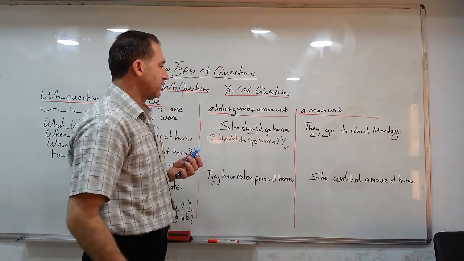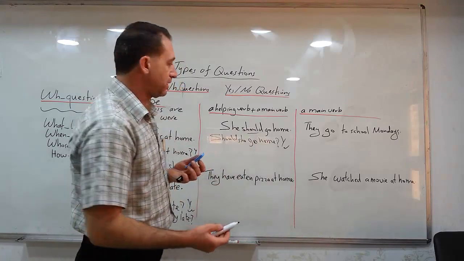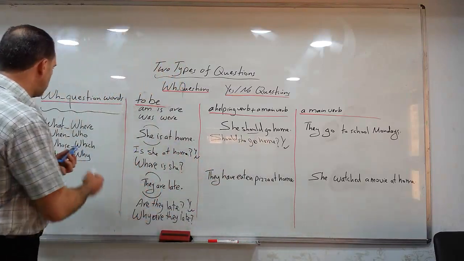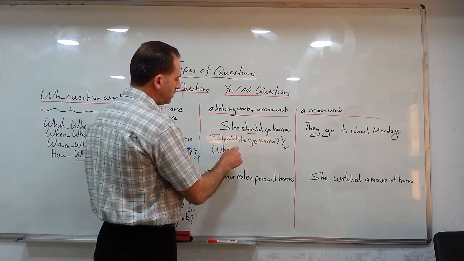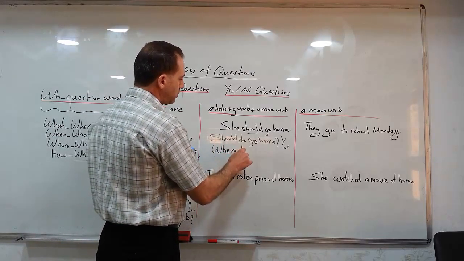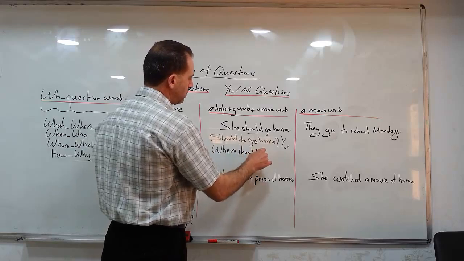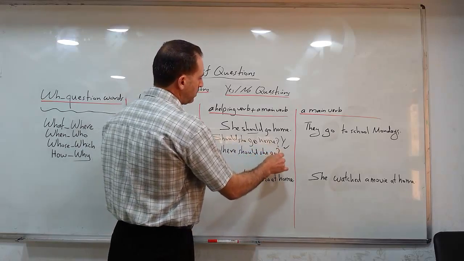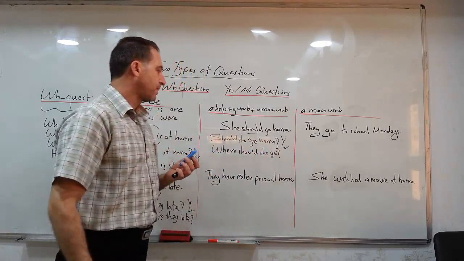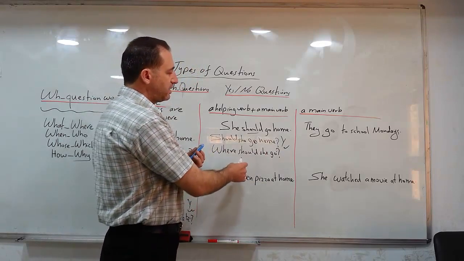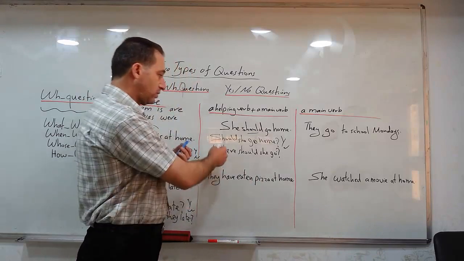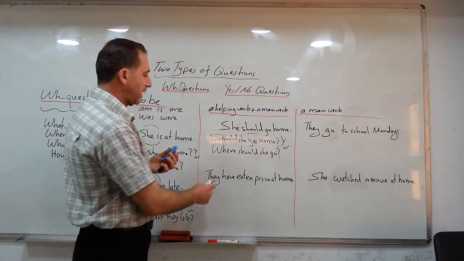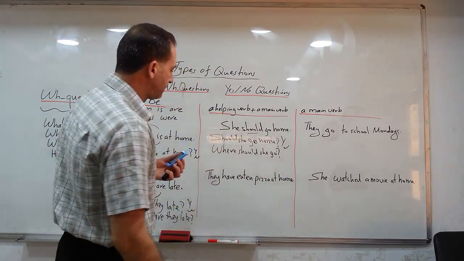And I can make another question. Home is a place, so I can simply start with a WH question word, which is where. So where should she go? Okay, as you can see, I still kept should before she because I have a question. Two types of question.